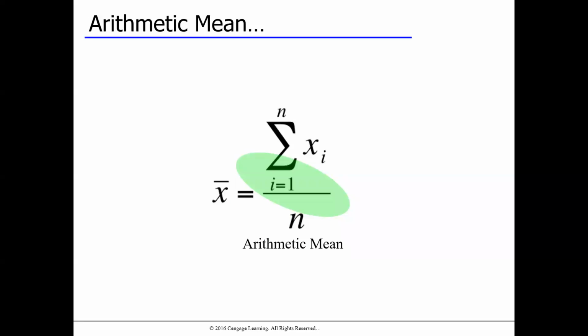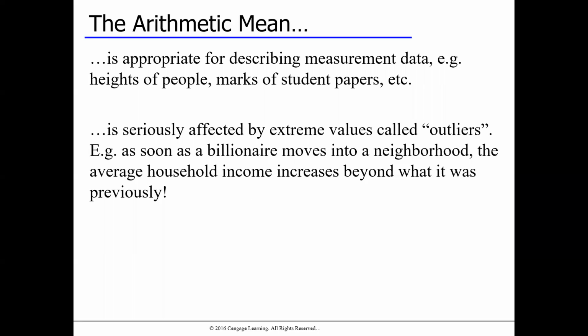Now, to calculate the arithmetic mean, the formula is x bar is equal to summation of xi divided by n. Summation of xi is nothing but the sum of all the observations, and n is the number of observations. X bar is used to denote the arithmetic mean. So the arithmetic mean is more applicable for continuous data like height of people, marks of students, or maybe the income of people. And as I already mentioned, it is seriously affected by the extreme values called outliers.